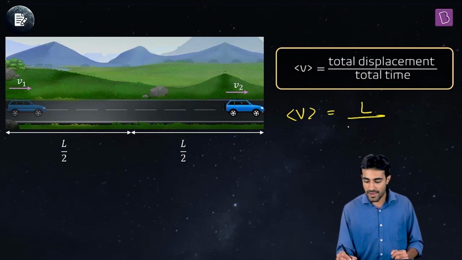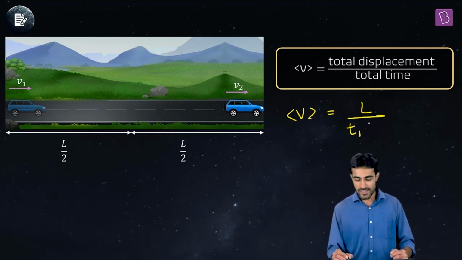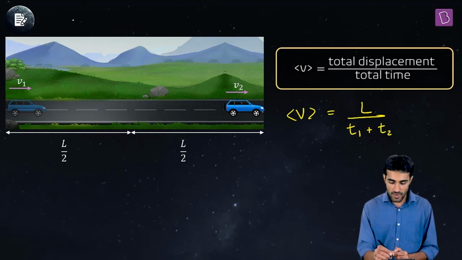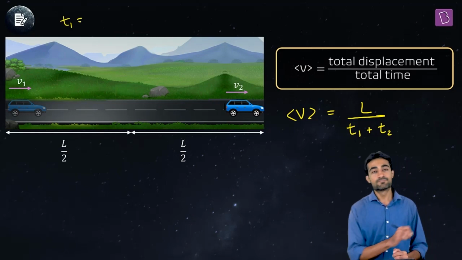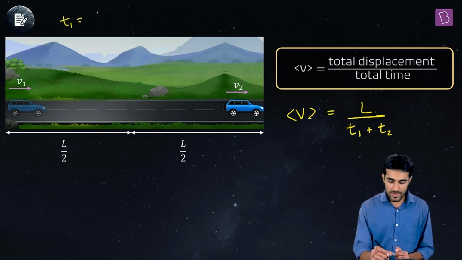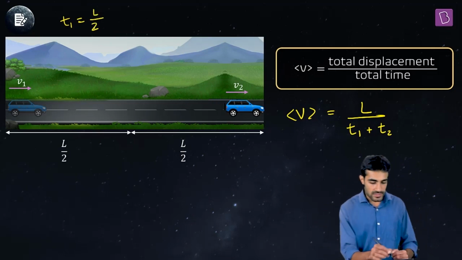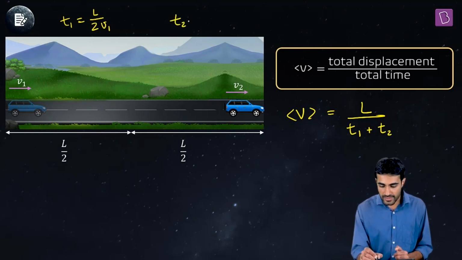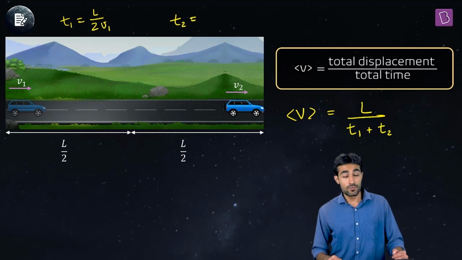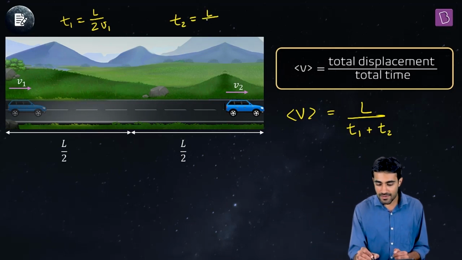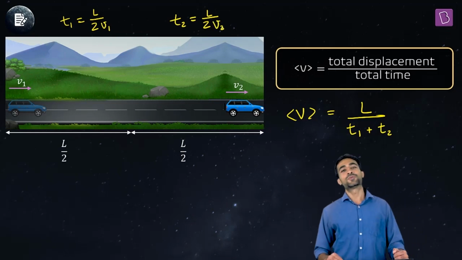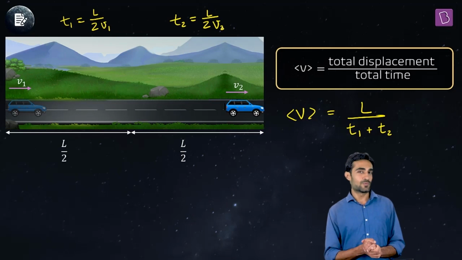Now, let me write the time for the first half of the journey as T1 and for the second half of the journey as T2. What is time taken for the first half of the journey? What is T1? You will say distance covered during time T1 is L by 2 and the speed was v1. So this is the time T1. Now tell me the time T2. You will say distance covered in the second half is L by 2 and the speed in the second half was v2. Great. So this is time T2.